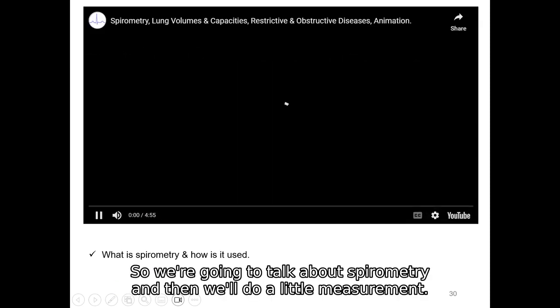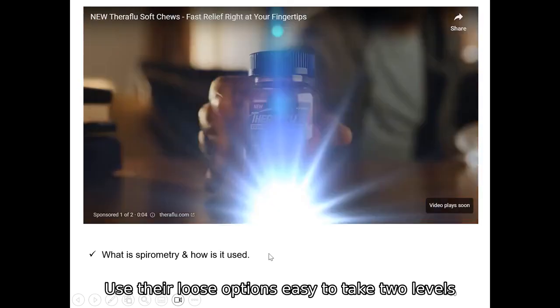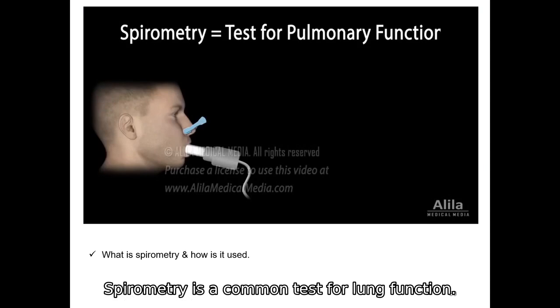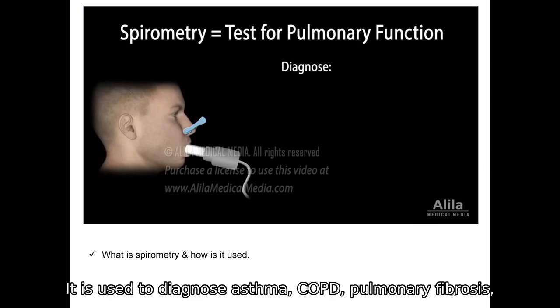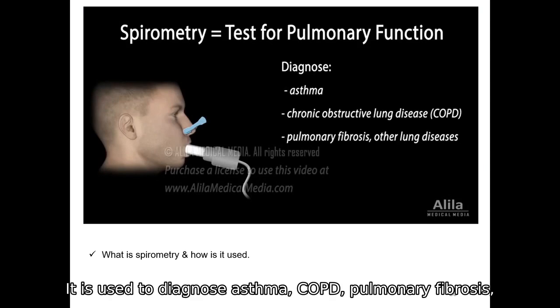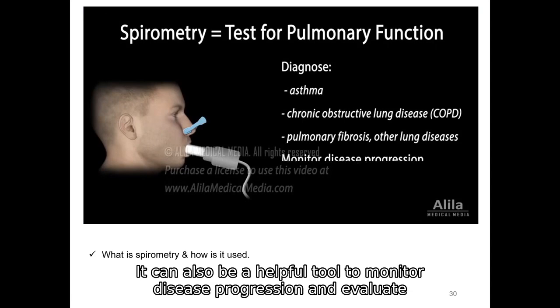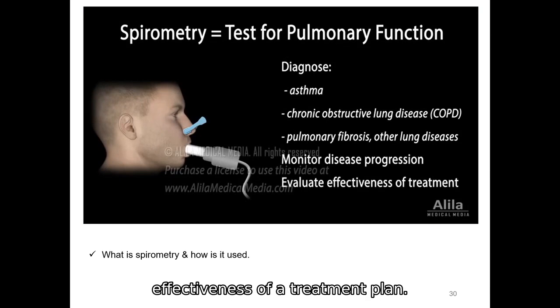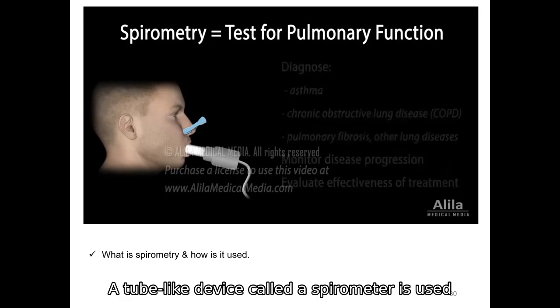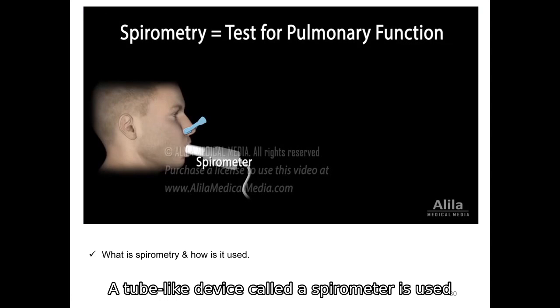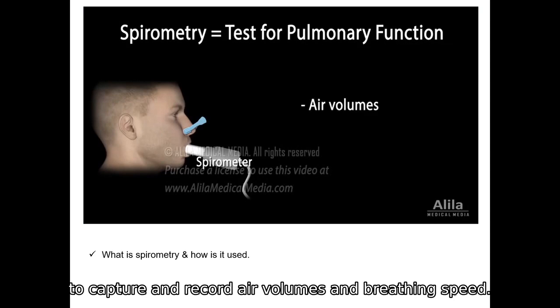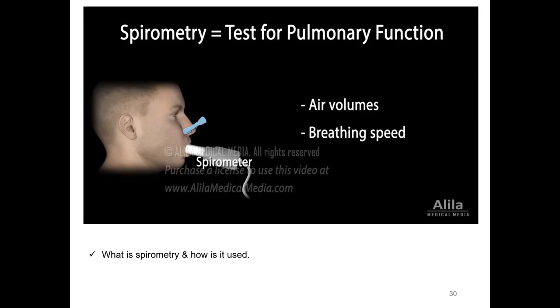So we're going to talk about spirometry, and then we'll do a little measurement. Spirometry is a common test for lung function. It is used to diagnose asthma, COPD, pulmonary fibrosis, and other lung diseases. It can also be a helpful tool to monitor disease progression and evaluate effectiveness of a treatment plan. A tube-like device called a spirometer is used to capture and record air volumes and breathing speed.